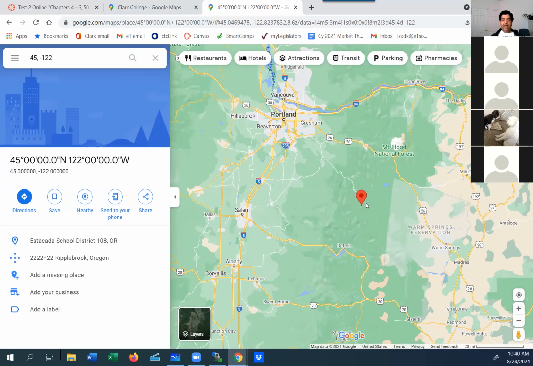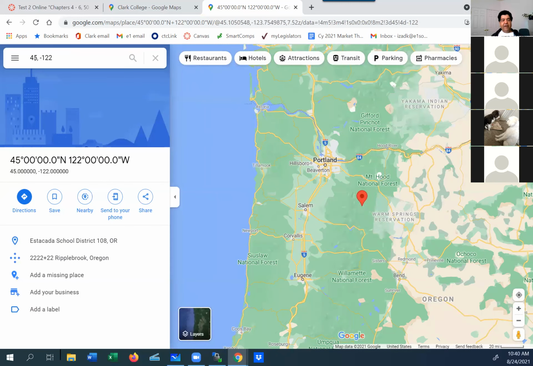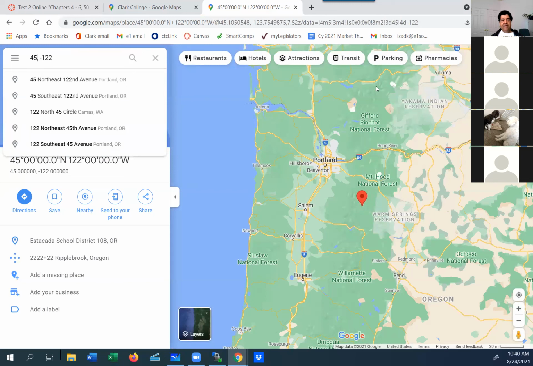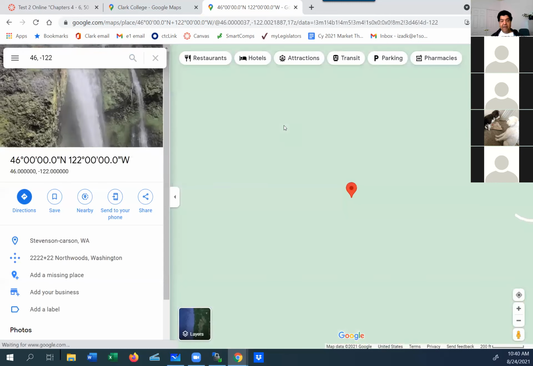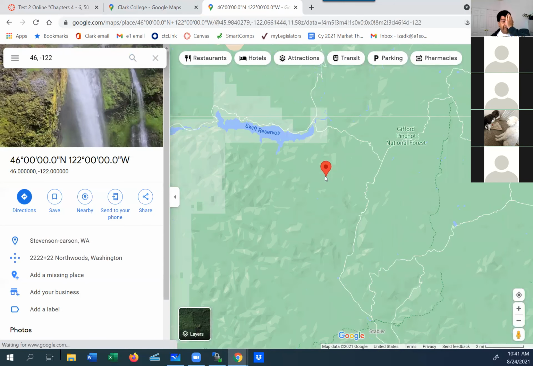Yeah, middle of Oregon. Because if I make this a 6, it probably puts me in the middle of Washington. Anyway, I'm getting sidetracked, but you've got to get the idea. So floating points are pretty important.